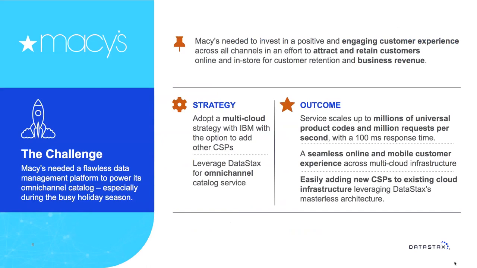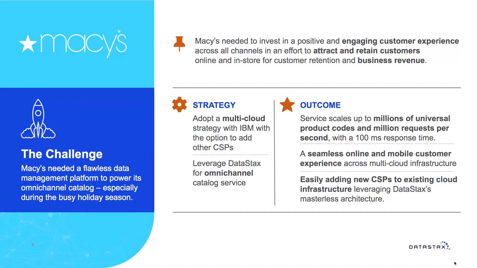Now let's talk about what this means with a real-world example. In this case, we're going to talk about Macy's. Macy's needed a flawless data management platform to power its omnichannel catalog, especially during the busy holiday season. So you can imagine right now, there's a lot of stress on their systems and their data management platform. And what this meant to Macy's is that in order to stay competitive, they really needed to provide a positive and engaging customer experience across all their channels in order to attract and retain customers both online and in the store. So to accomplish this, Macy's adopted a multi-cloud strategy.